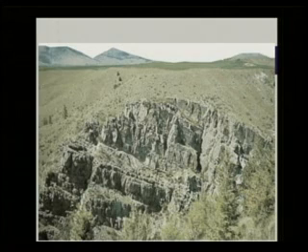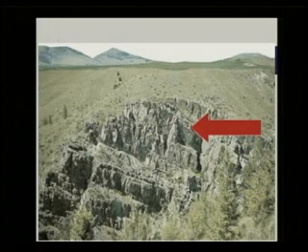Here's the roche moutonnée in Montana. Can you pick out the direction that the glacier moved? I don't think it's that easy in this photo, but the glacier moved from right to left. It plucked the left side of that projection.